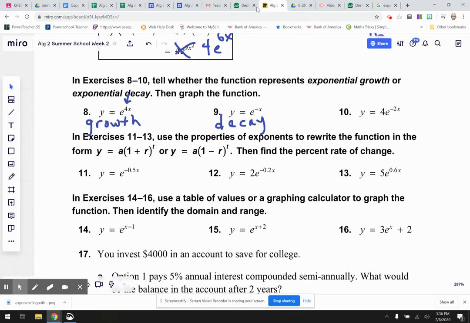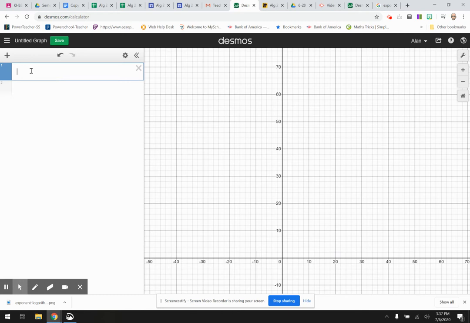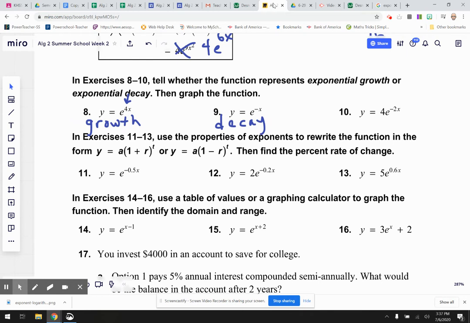Number 10, let's go ahead and type that one in. Y equals, now if we guessed at it, it's a negative 2. So it's less than 1. So my guess would be decay, but let's check it out and make sure. 4e, and then hit the up arrow above the 6 and put negative and then 2x. This is just Desmos.com. You can see as you're going from left going towards the right, this is a downward function. So yes, that is a decay. We were right there. It was decay. Okay, so that would be up to number 10.